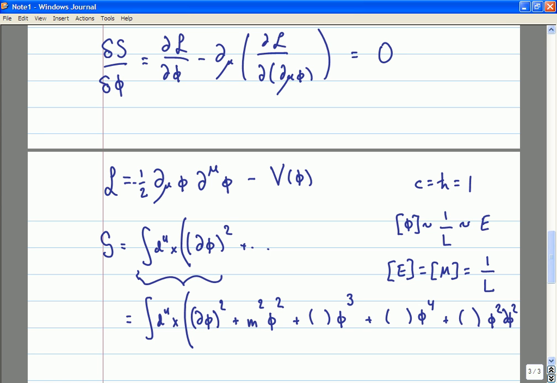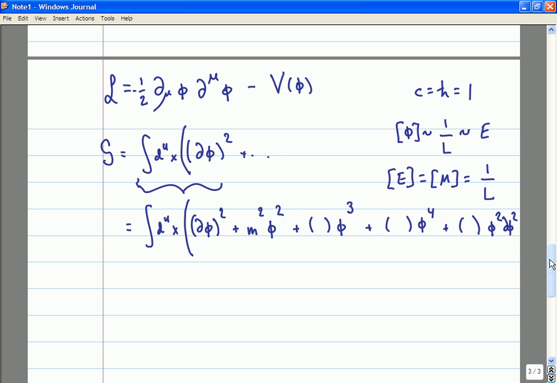Just as an aside, nobody picked up on this yesterday, but when I wrote down the action of general relativity, I said there's only one scalar that you can form from the metric, which will be R. But in fact, there are other scalars that you could form. You could also have R squared, for example, or some other higher powers of R.